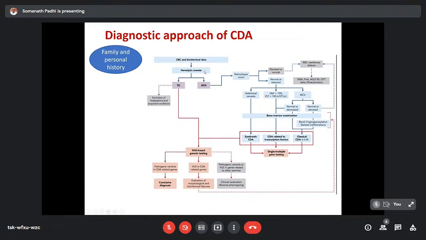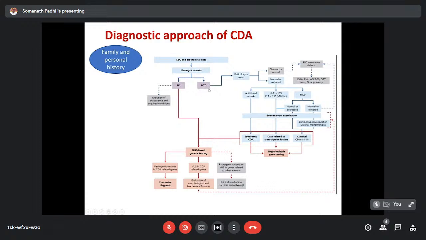If it is a hemolytic anemia, based on the reticulocyte count, the clinical presentation and the biochemical data, LDH and ferritin are important features. If it is transfusion dependent, then we have to rule out thalassemias and acquired conditions of hemolysis. Also, we have to do NGS-based genetic testing, where you can find pathogenic variants of CDA-related genes. If you can do that, it gives a conclusive diagnosis of CDAs. If there are variations in CDA-related genes, evaluation of morphological and biochemical features is strongly suggested, and if there are variants in genes related to other anemias, a clinical re-evaluation is needed.